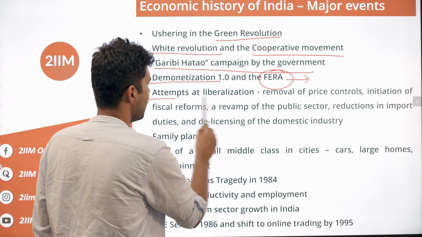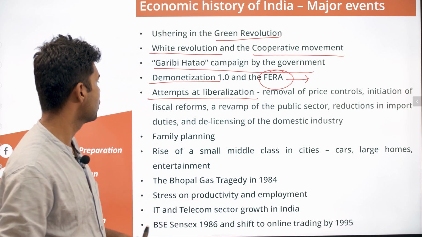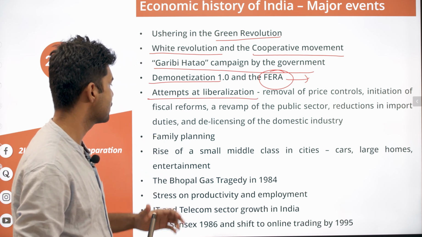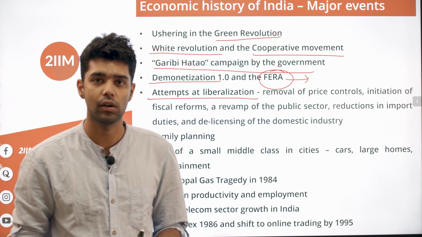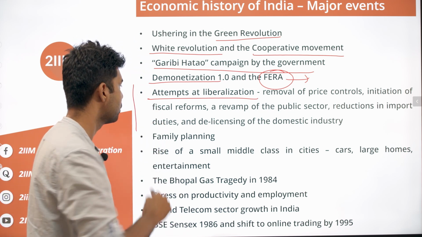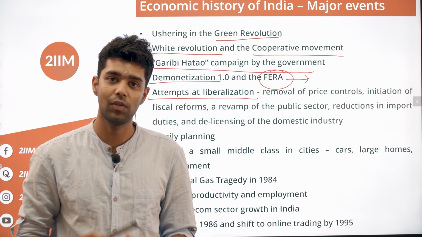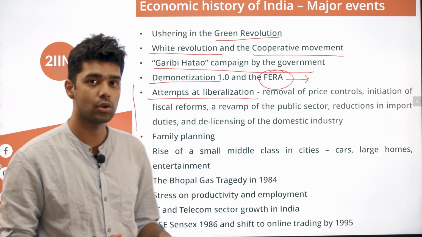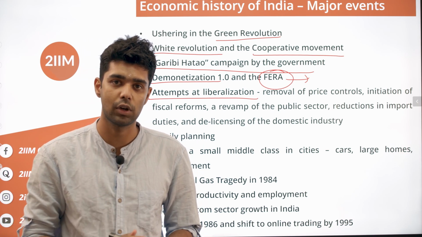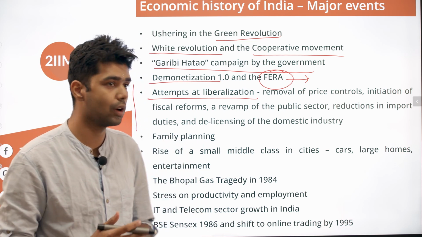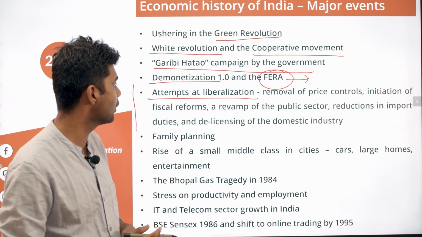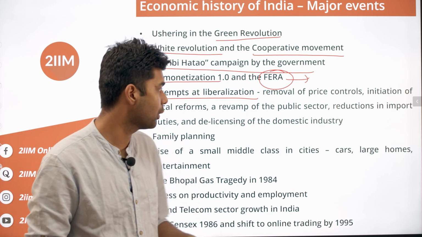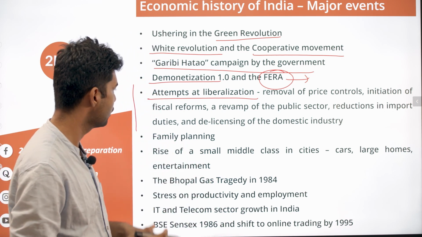So we attempted to liberalize after some time. We tried to remove price controls, initiate fiscal reforms, revamp the public sector. We tried to reduce import duties, and we also tried to de-license the domestic industry. All this was carried out because the government recognized that having very strict curbs was not really helping the economy. Around the same time, China was opening up to the world, and a lot of foreign investment it was attracting. So its growth rate was rapidly increasing. At this point of time, India realized that having all these archaic laws did not really help the economy. So they wanted to do something better.